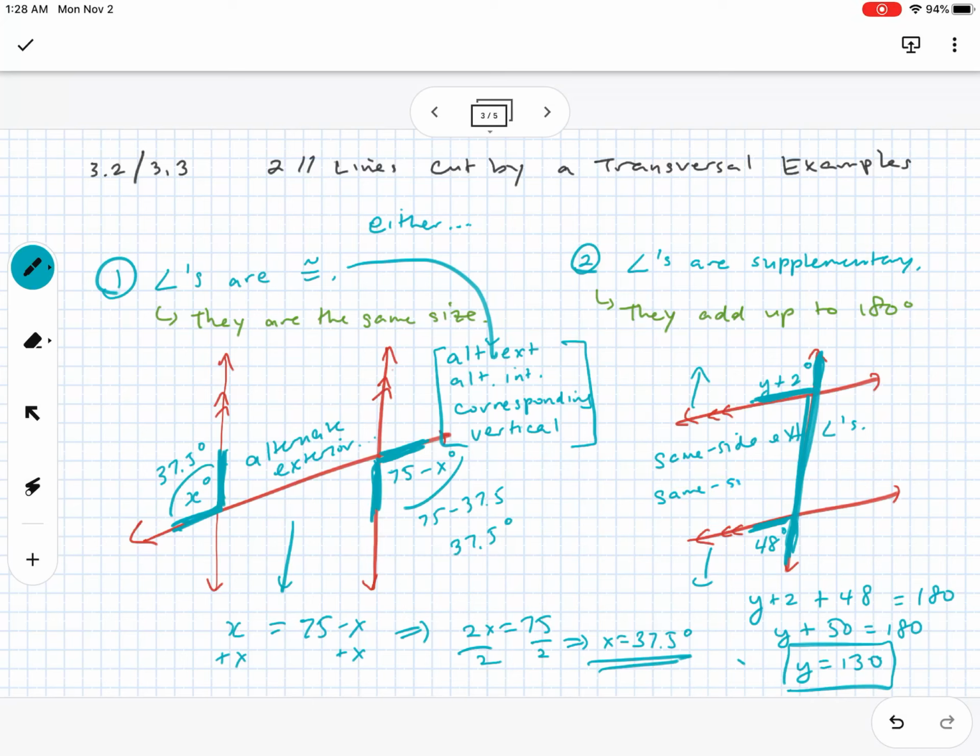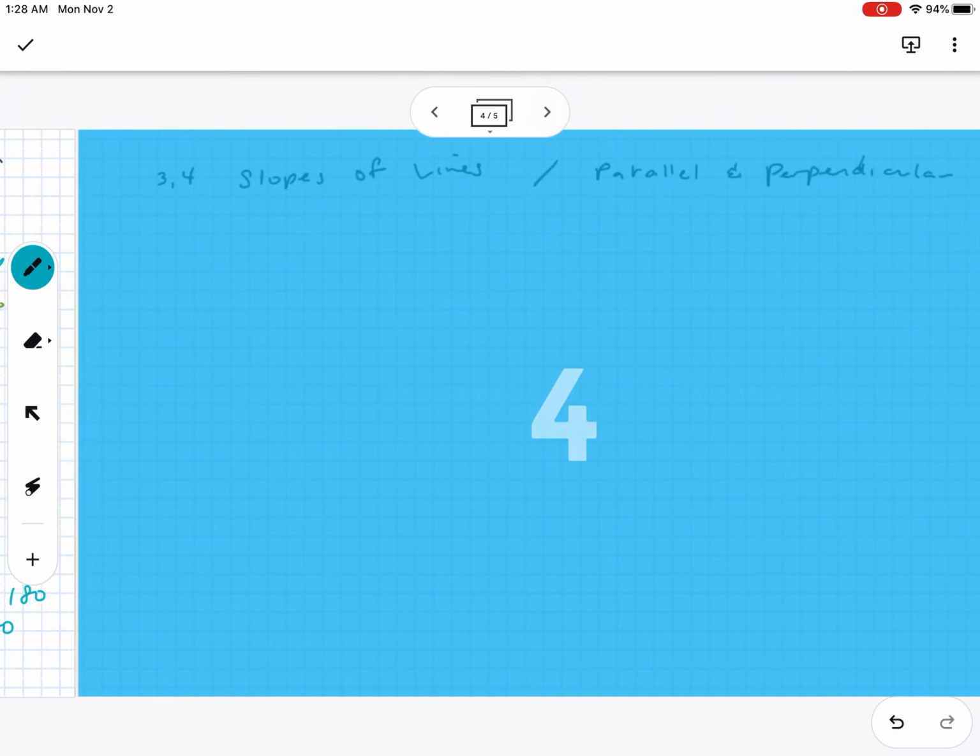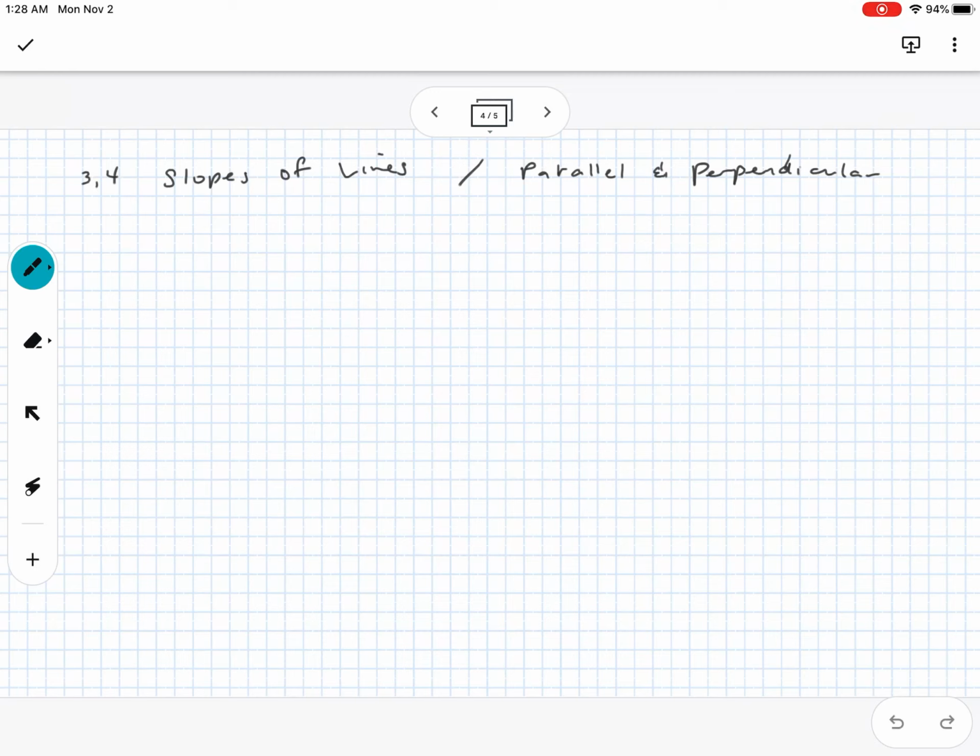So there it is. Right. So the ones that do that are same side exterior, same side interior, and then, you know, the linear pairs that we might see here and there. But those ones are actually from last chapter, right? But there they are. Okay.